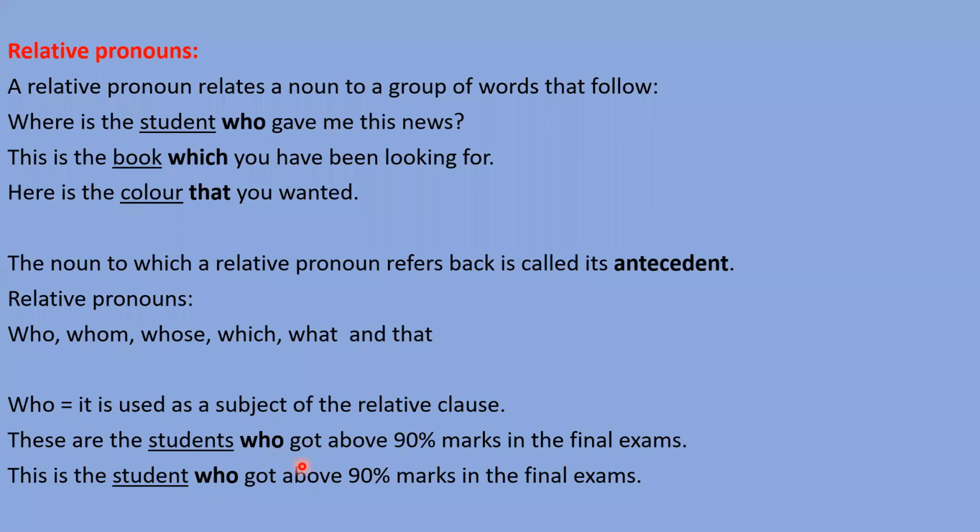So again, understand. Who, whom, whose, which, what, and that, when they relate to the other part of the sentence, then they are called relative pronouns, right? So basically, the first word we have to understand is who. We can use it when we have to use a subject, and who can be used for singular also and for plural also, right?